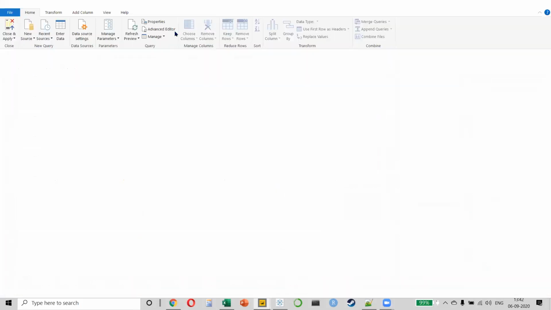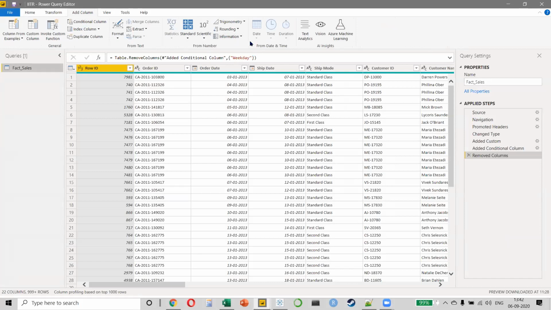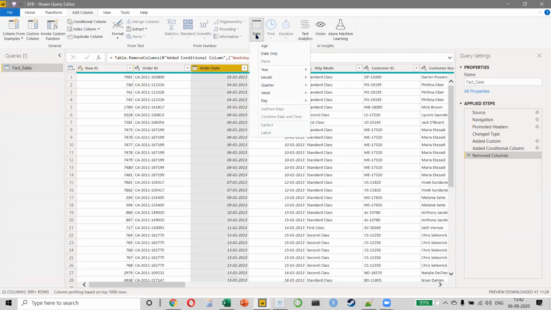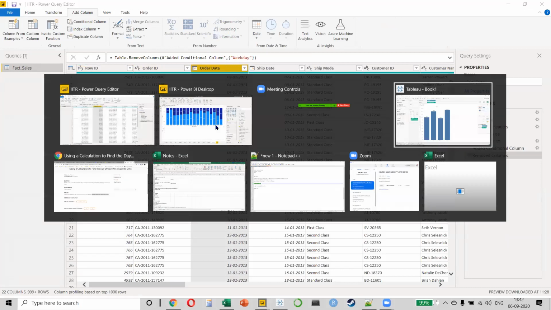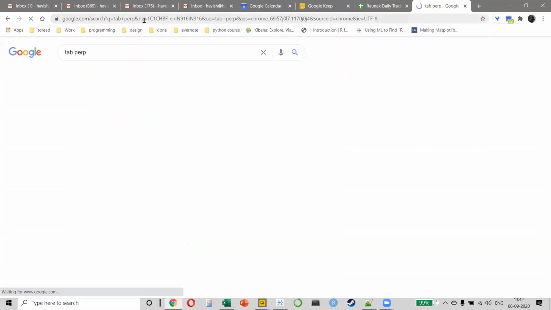In Power Query, if you don't want to write the formula, you don't write the formula, you just come to the ribbon and select whatever you want. All the options are available. In Tableau, unfortunately, it's much more difficult. Even though now there is a different tool called Tableau Prep, which is a Power Query competitor.